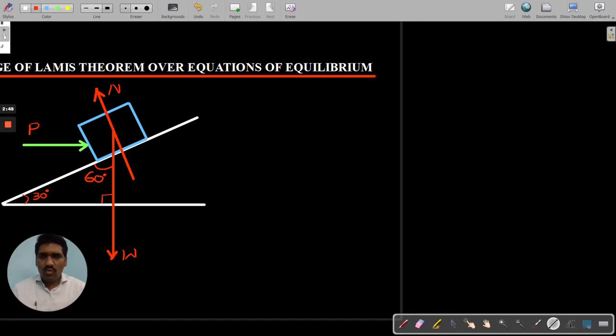Before going to resolution, my suggestion is to frame some fixed reference axes like this, where this is x and this is y. I am taking the inclined plane as x and the normal as y. Even if you take horizontal as x and vertical as y, you can get the same answer. But my suggestion, whenever we have a block resting on an inclined plane, is to take the incline as x and the normal as y. In fewer steps you can get the answer.